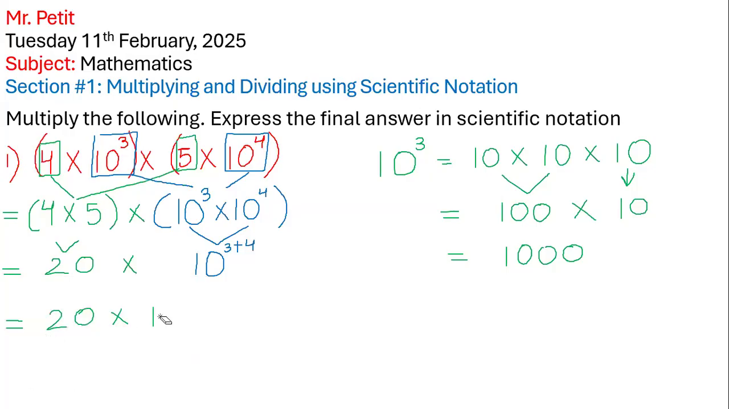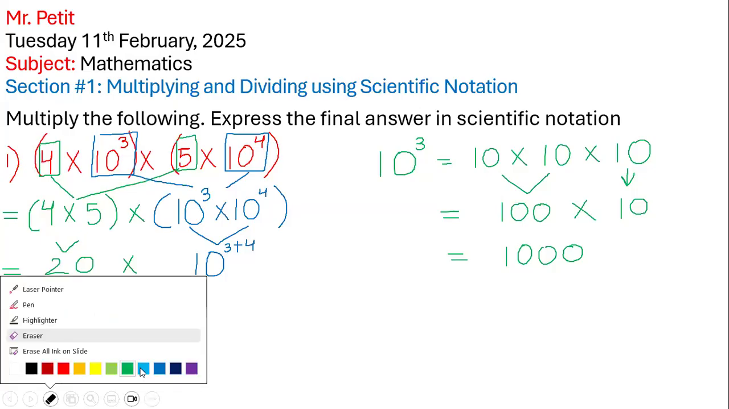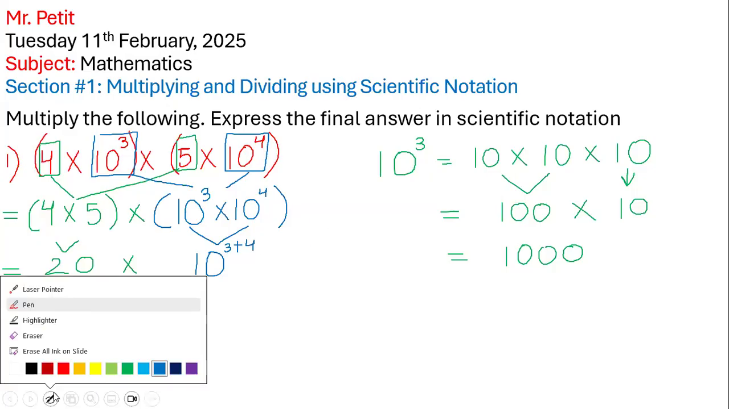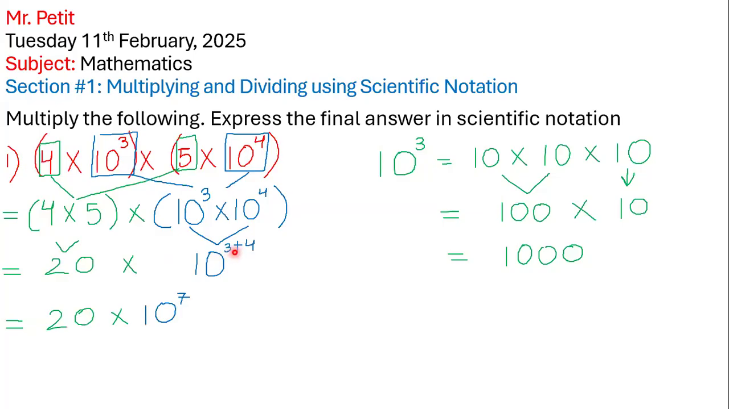10 to the power of 7. Very good, 10 to the power of 7. Okay, does that make sense? All I did was add the 3 and the 4. That gives me 7. Does that make sense to y'all?